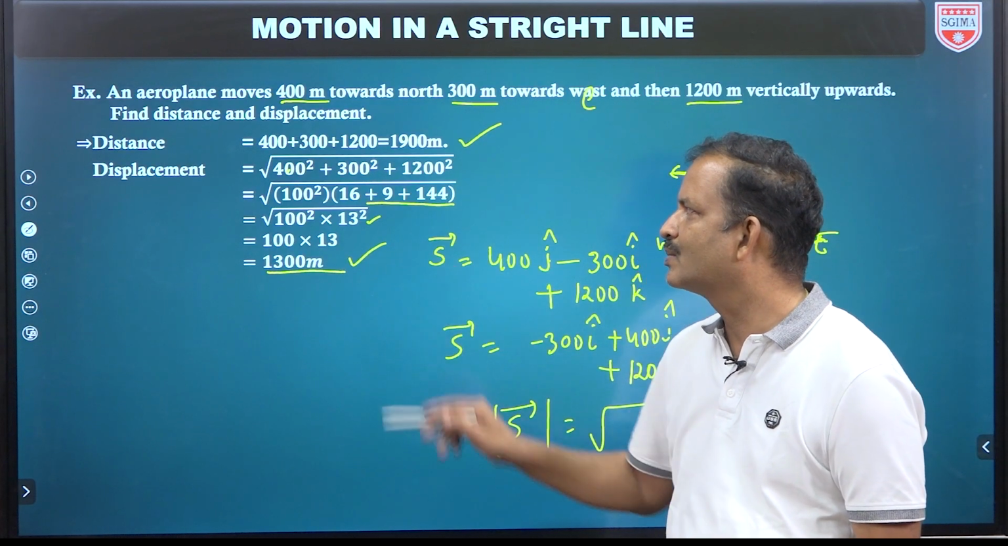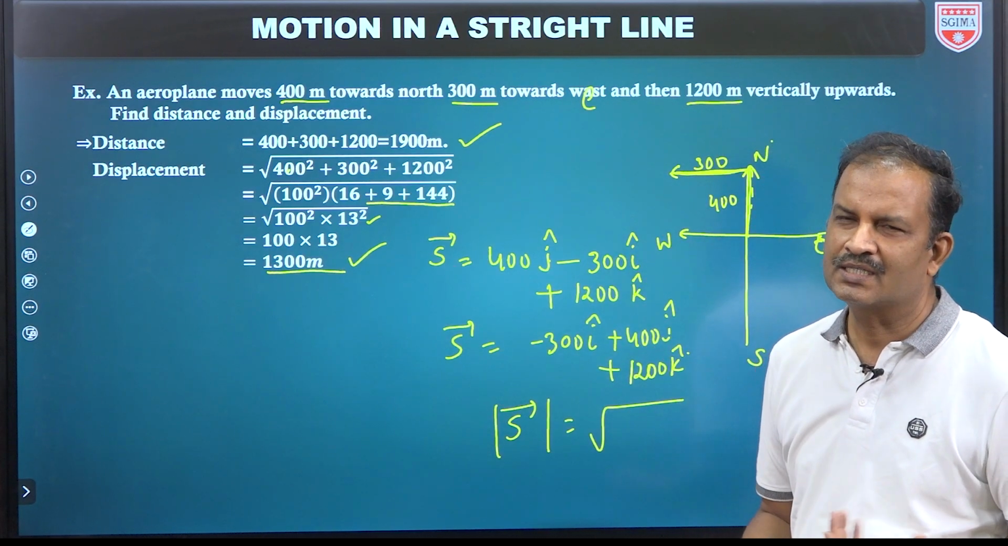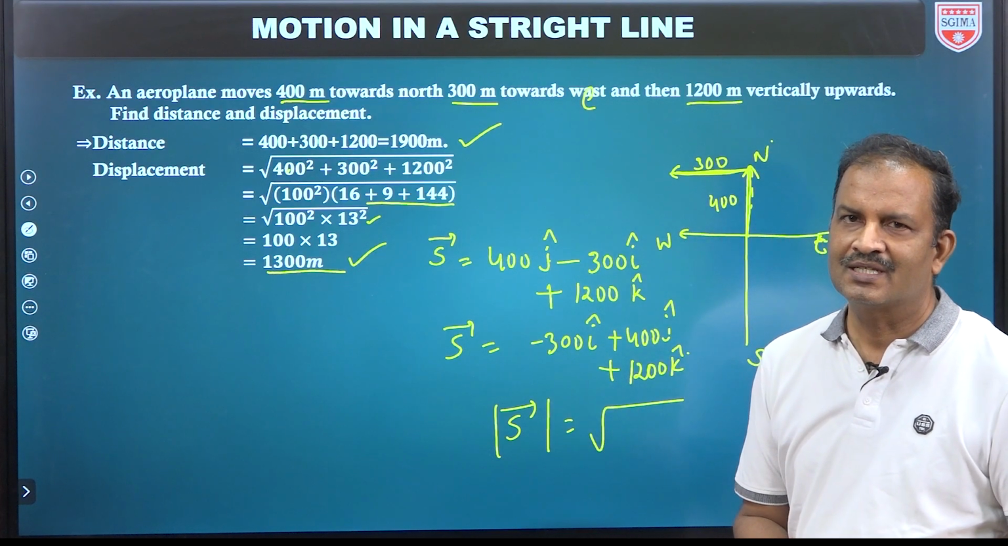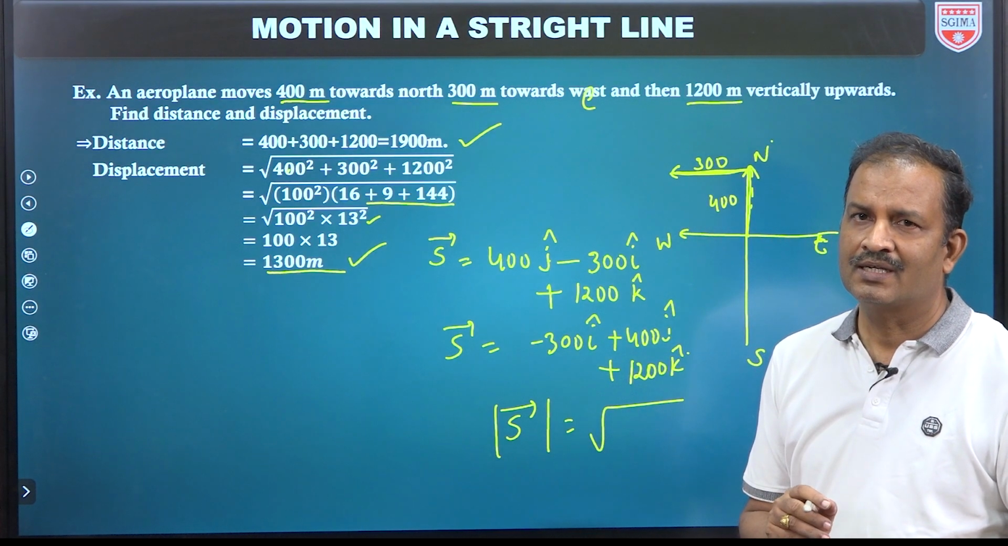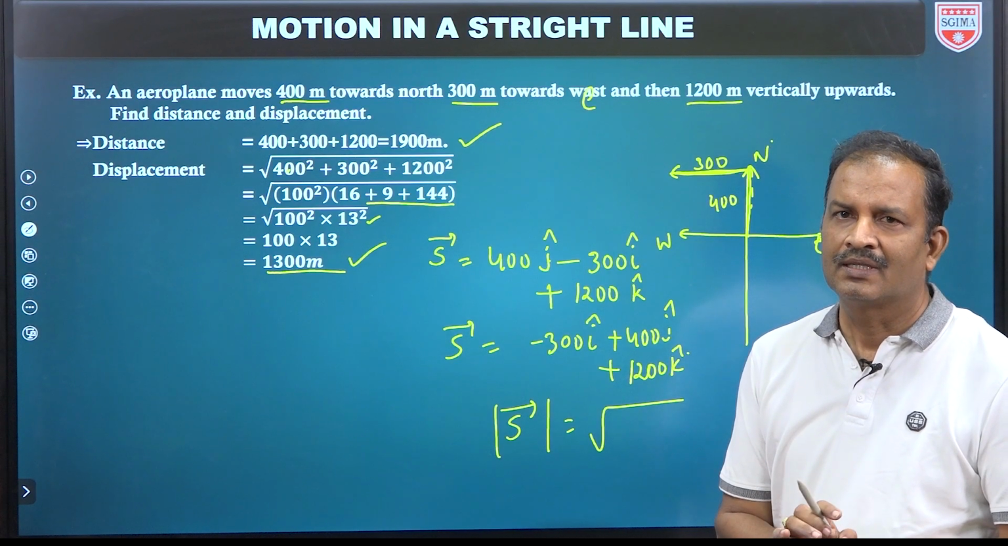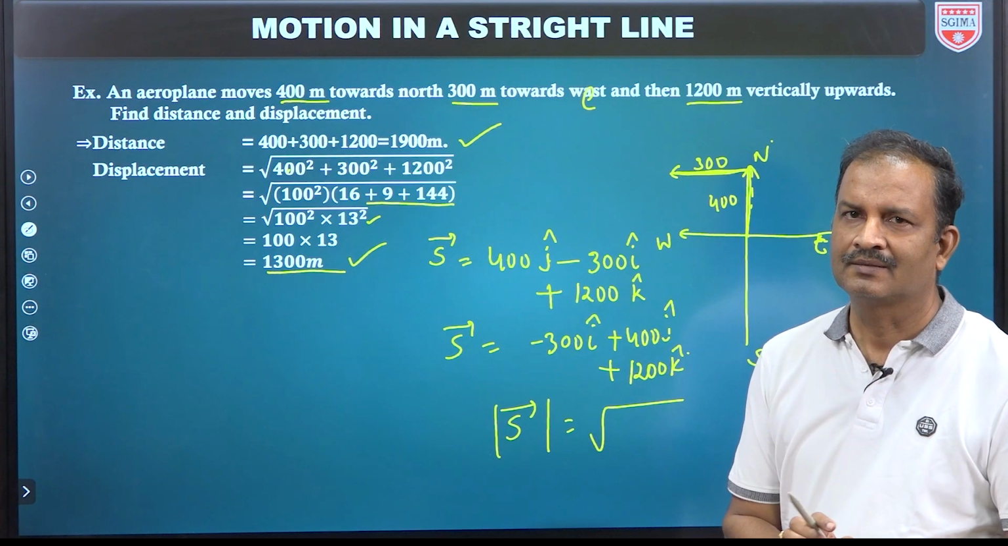This is the displacement. But distance is just an ordinary sum because it is a scalar. But displacement is a vector. We have to take the directions also. It is better to take vector form, then you can easily calculate.